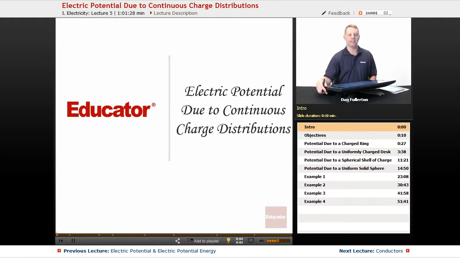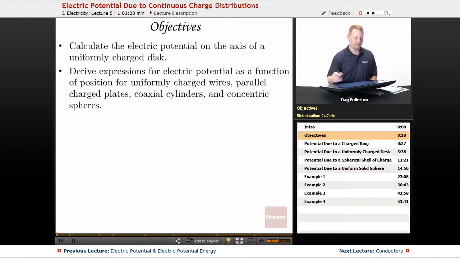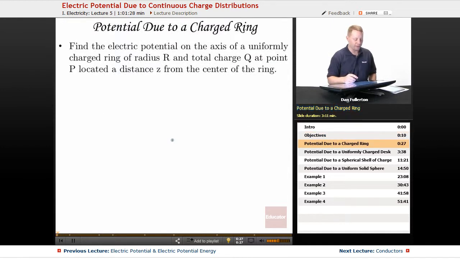I'm Dan Fullerton, and in this lesson we're going to talk about electric potentials due to continuous charge distributions. Our objectives include calculating the electric potential on the axis of a uniformly charged disk and deriving expressions for electric potential as a function of position for some uniformly charged wires, some parallel charged plates, coax cylinders, and some concentric spheres. So let's dive right in and start looking at the potential due to a charged ring.